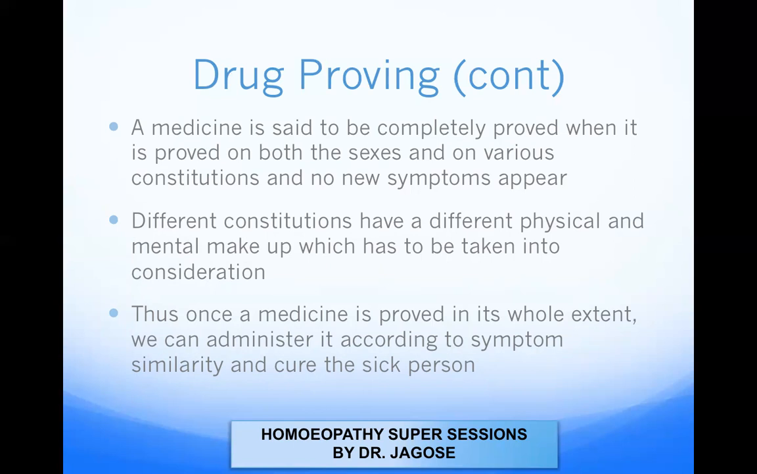Different constitutions have a different physical and mental makeup, which has to be taken into consideration. So why does it have to be proved on different constitutions? Because each constitution will have a different physical and mental makeup. Thus, once a medicine is proved to this whole extent, we can administer it according to symptom similarity and cure the sick person. So once you have got the full data of the drug proving, only then can we know that this is a pure proving, we can rely on it, and we can administer it to the sick person, and we can cure the sick person provided the symptoms are the same or based on symptom similarity.